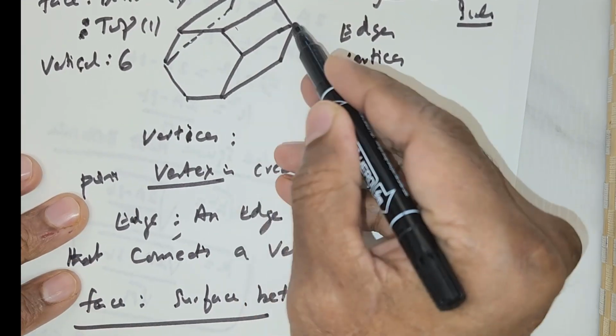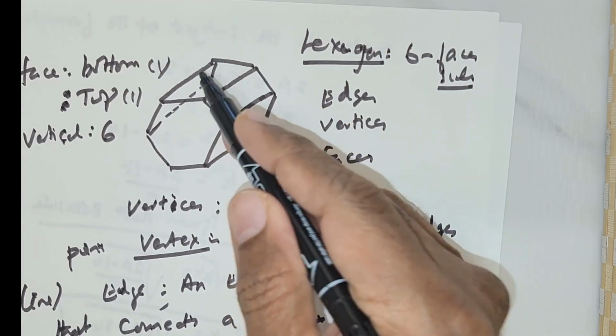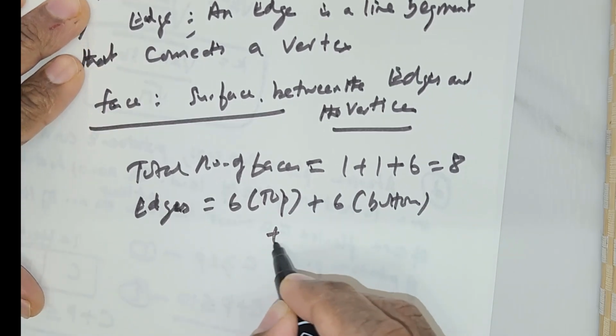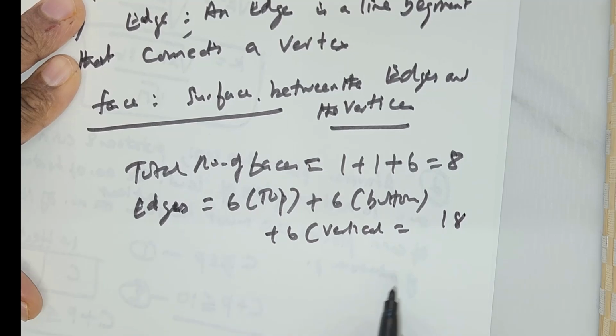Now you also have lines in the side, right? So vertical lines, we call them vertical lines, right? So that's going to be what? 6 vertical. So totally how many are there? 18 edges are there.